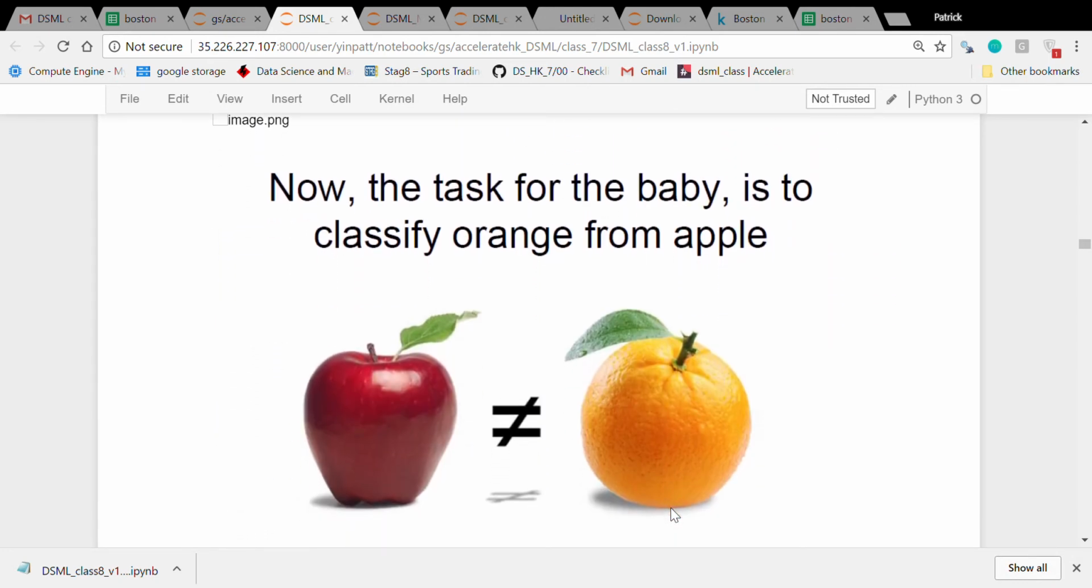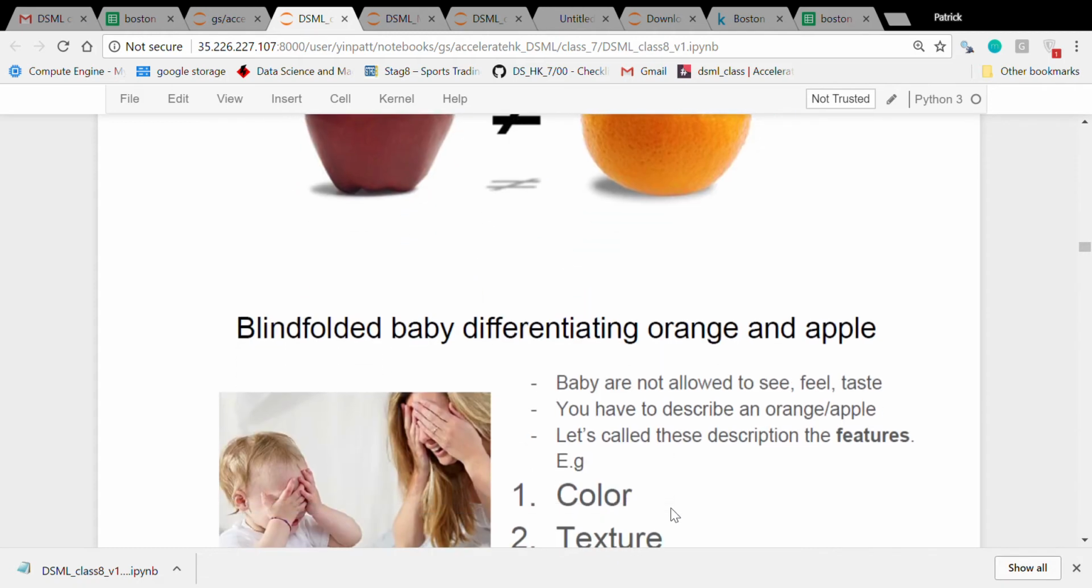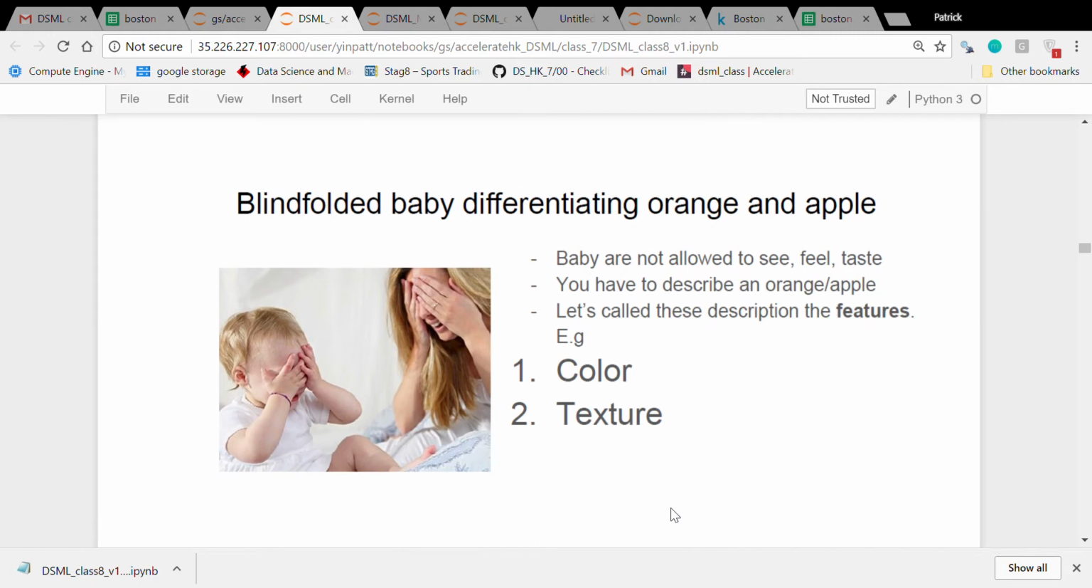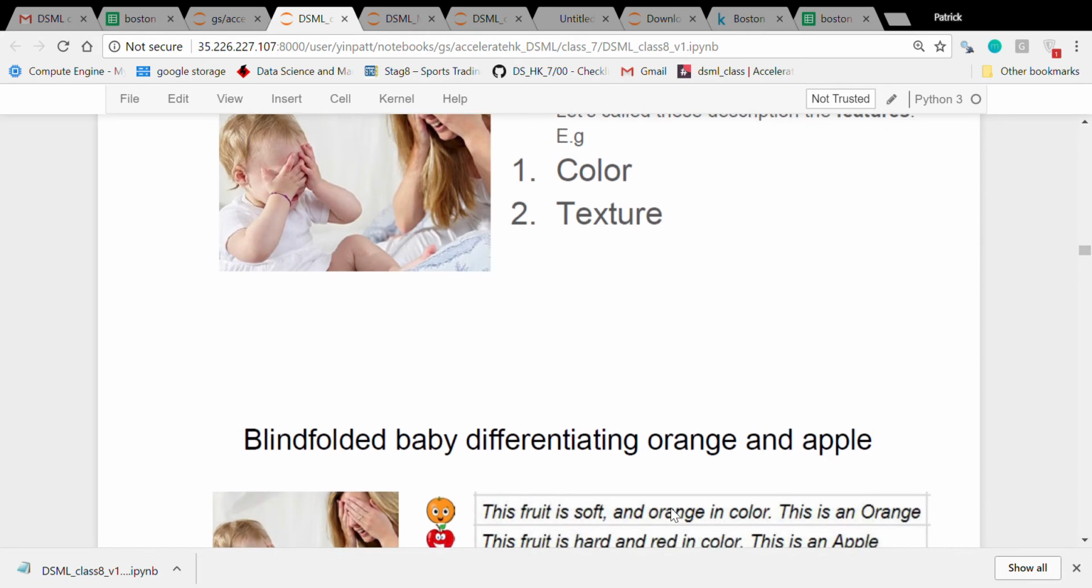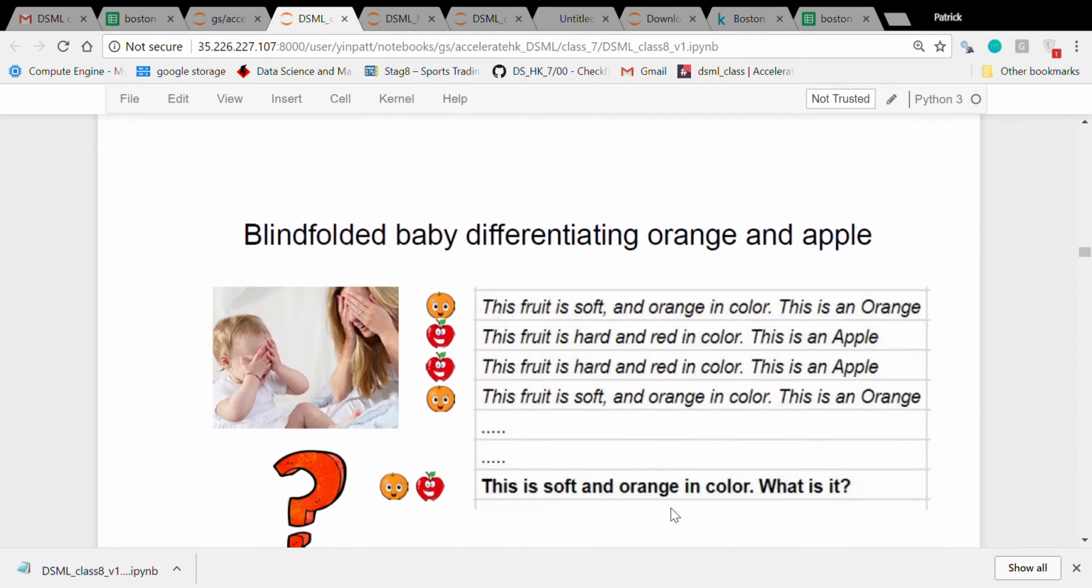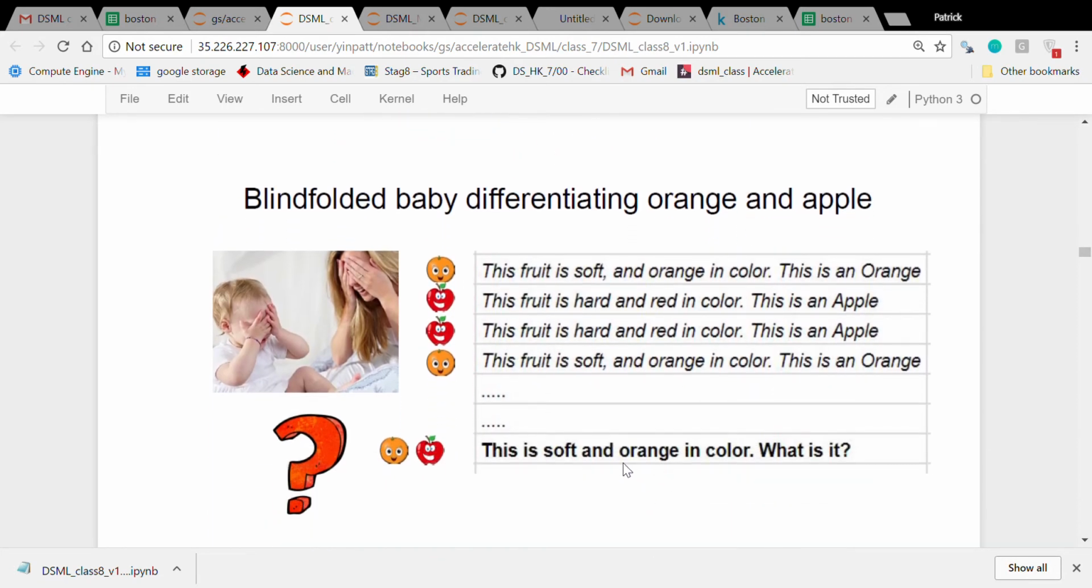Okay, now the task for the baby is to classify orange from apple. Okay, but remember the baby cannot see or cannot touch. Okay, so you have to whisper the features of the orange and the apple. Okay, and the two features they are allowed to tell is color and the texture. Okay, color like orange or red, texture is like brown or soft or hard. Okay.